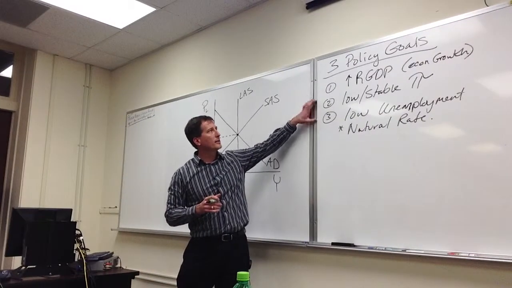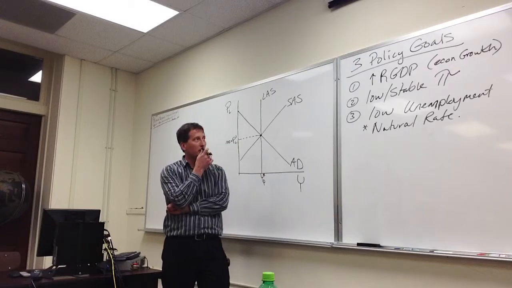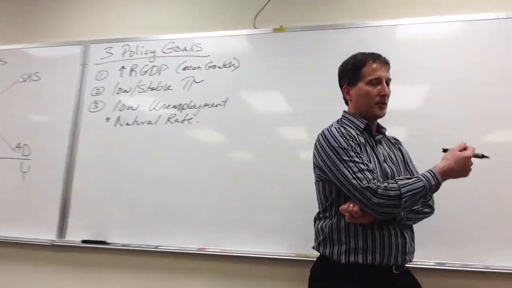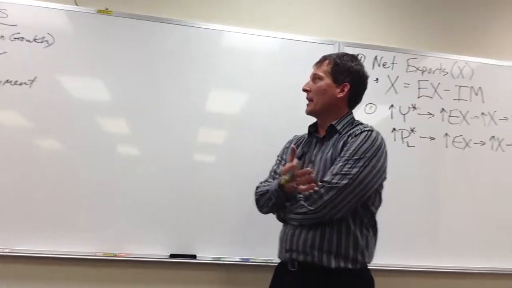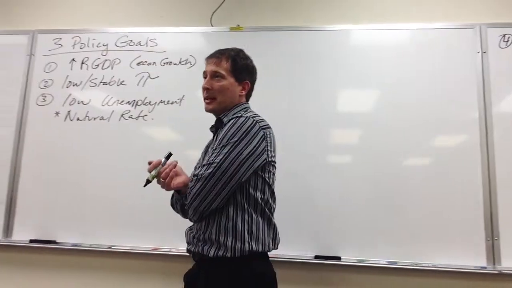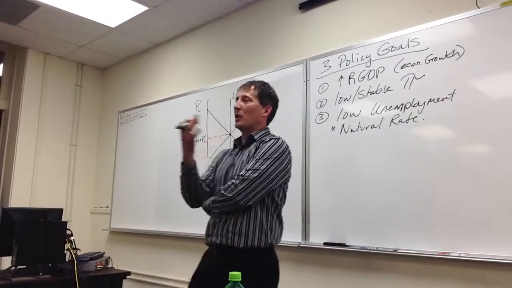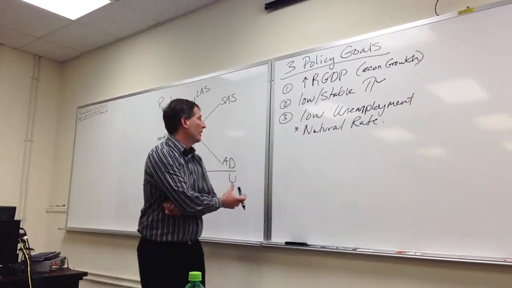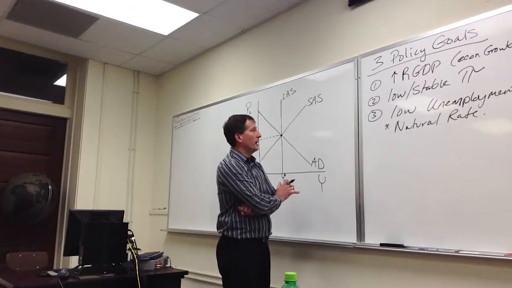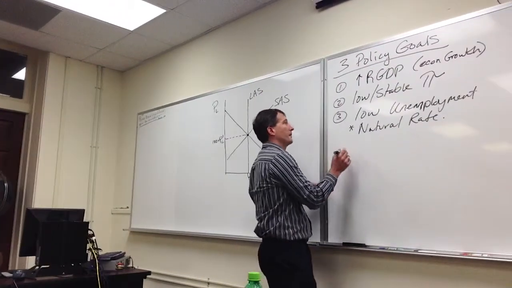All right, so here are our policy goals that we hope to keep in mind. Let's walk through an example of an increase in government spending. That's been pretty popular the last 3 years, trying to pull ourselves out of recession. Let's walk through what happens with an increase in government spending.